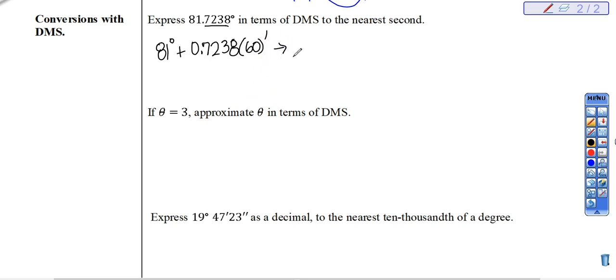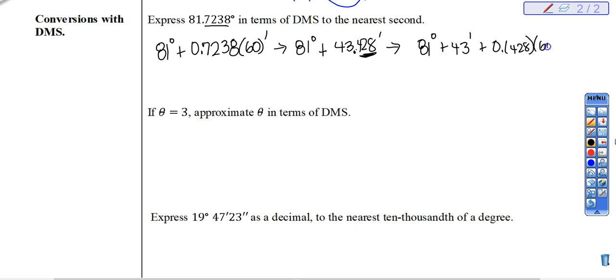So that's all we can do right now. So we get 81 degrees plus 43.28 minutes. So I've converted it to degrees and minutes, but I need it to be in degrees, minutes, and seconds. So I'm going to take this leftover portion, which is 42.8% of a minute, and convert that. So that's 81 degrees plus 43 minutes plus 428 thousandths times 60 seconds.